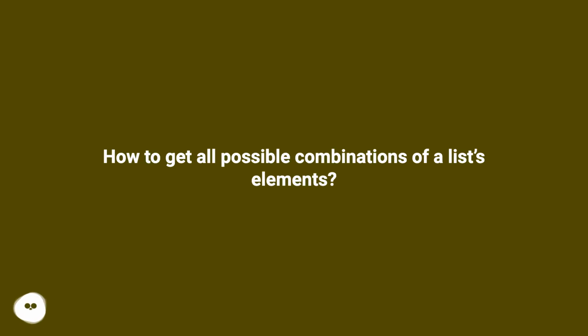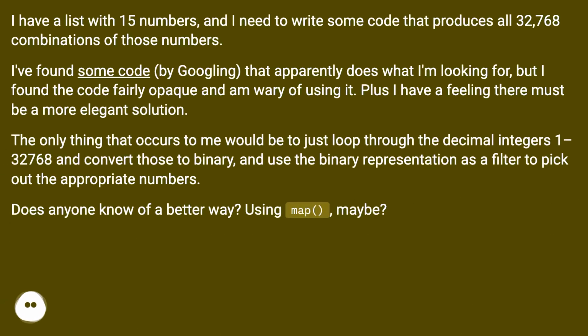How to get all possible combinations of a list's elements. I have a list with 15 numbers, and I need to write some code that produces all 32,768 combinations of those numbers. I found some code, by Googling, that apparently does what I'm looking for, but I found the code fairly opaque and am wary of using it. Plus I have a feeling there must be a more elegant solution.